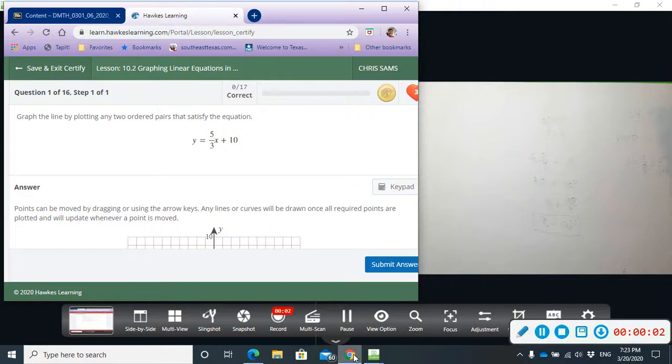Okay, this first example, we want to graph this line. It says graph the line by plotting any two ordered pairs that satisfy this equation. Okay, so I don't recall that we've talked about it, but since it pops up here, let's talk about it.